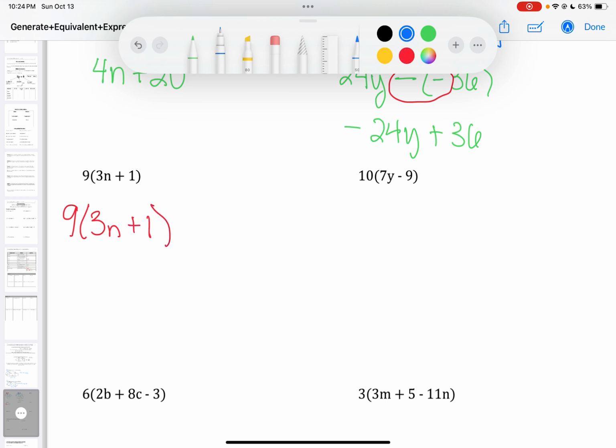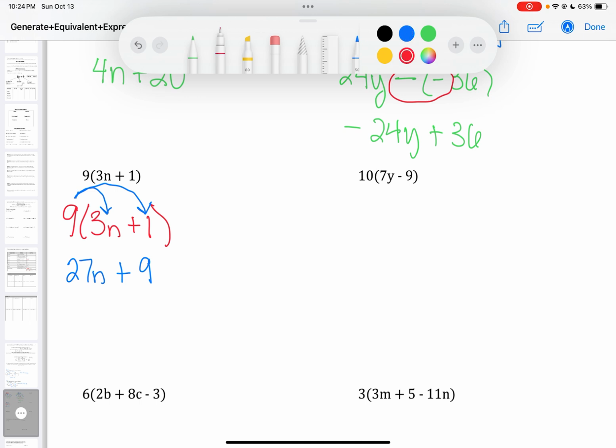Now, when I was taught this in school, we were always taught to think of Angry Birds. You guys may not have played that game because that came out like forever ago, but think of it as you're shooting your Angry Bird to hit your first term, and then you also want it to hit your second term. So 9 times 3n is 27n. And I'm adding, so I'm keeping the addition symbol. Then 9 times 1 is 9. So 9 times 3n plus 1 equals 27n plus 9.